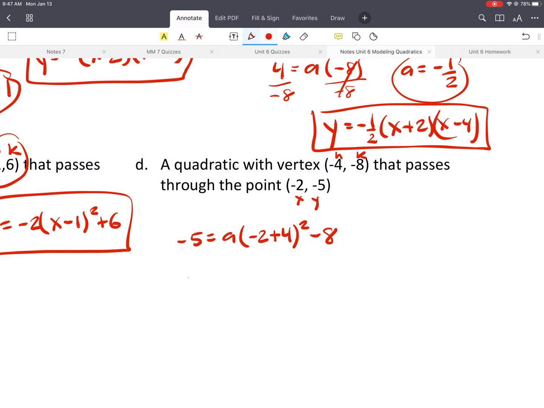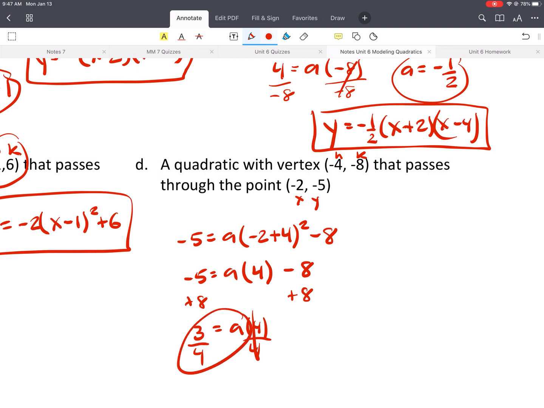So then we could simplify. That gives us 2 squared, which is 4, minus 8. And we'll add 8 to both sides. Gives us 3 equals A times 4. And then we'll divide both sides by 4. And we'll get A equals 3/4.